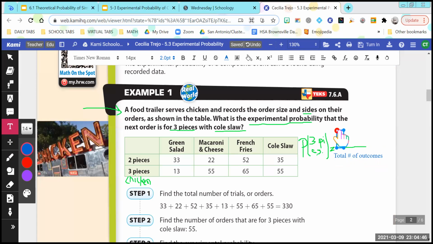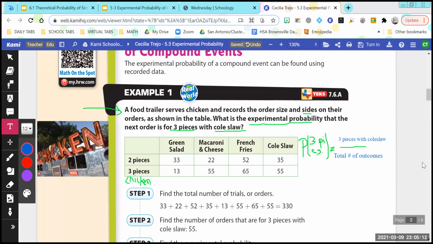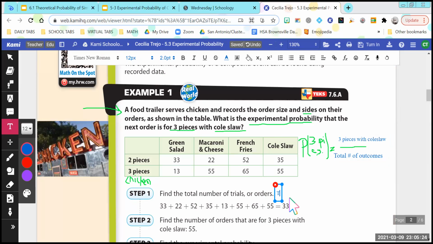So for this one, since we're talking about three pieces with coleslaw, our numerator would be, well, how many three pieces with coleslaw were ordered? Let me make this smaller. I'm trying to get it in one, there you go. Okay, so that's basically our setup in our head, right? And we're going to see that one right now. So step one, find the total number of trials or orders, AKA the total number of outcomes.